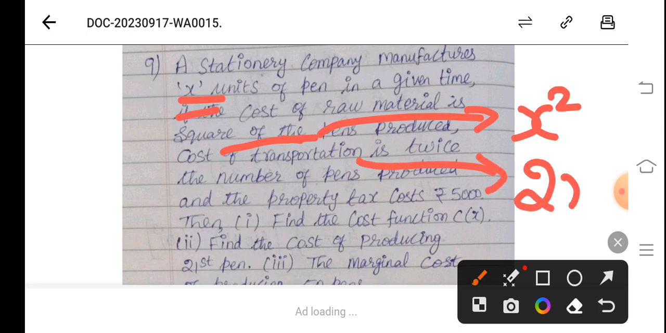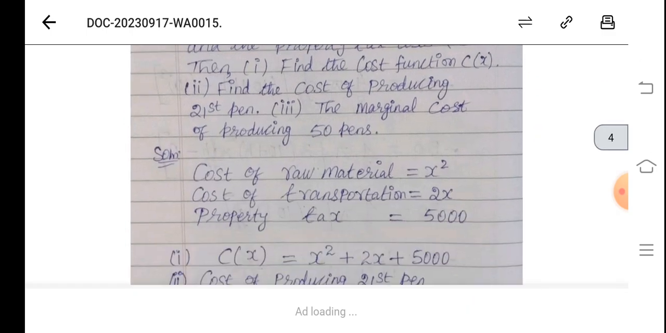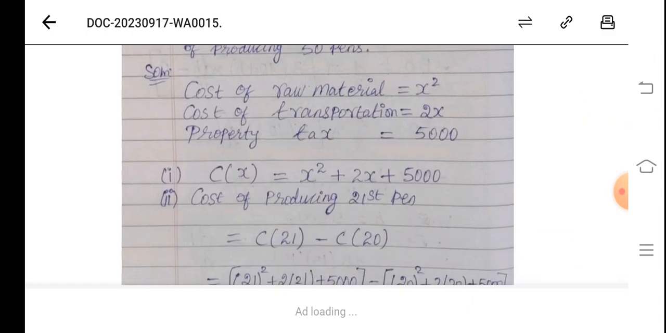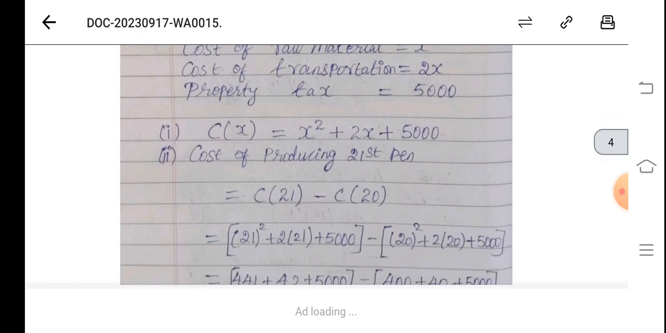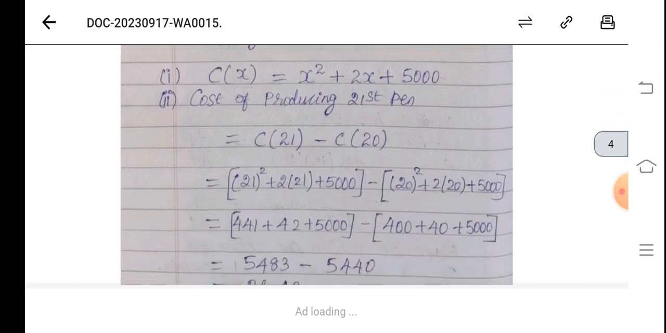So 2x. Children, we should not change the variable. They gave you x: the stationery company manufactures x units. You should not change x to y or z or something else. They have given the variable, so we should not change that variable. If they have not given one, you can take your own variable. So x square, 2x, and the property tax they said is 5,000. Very simple first subdivision. What's our first subdivision, if you ask now?